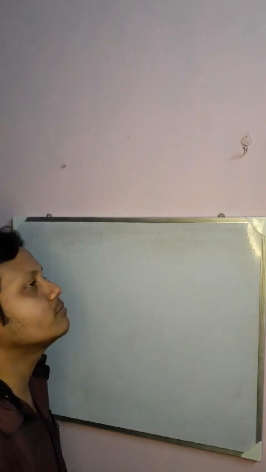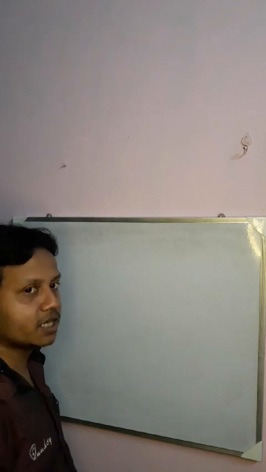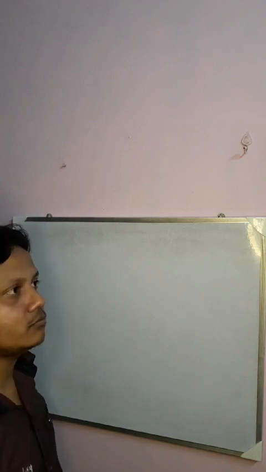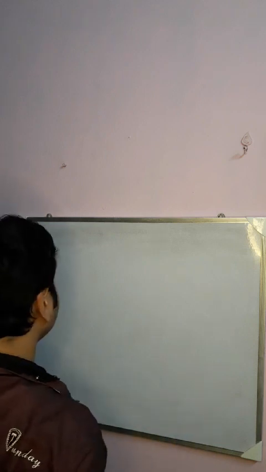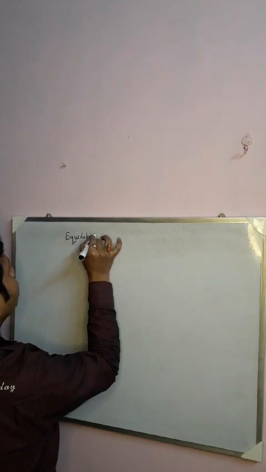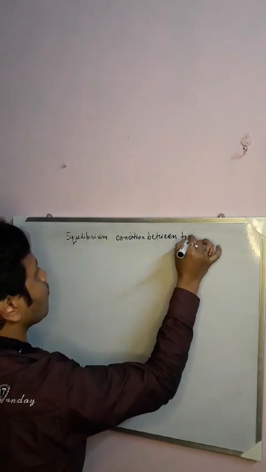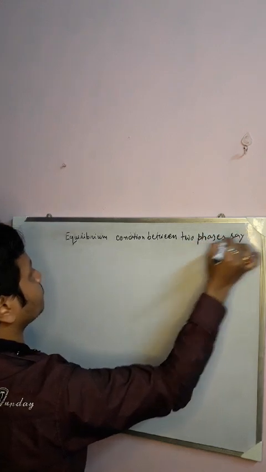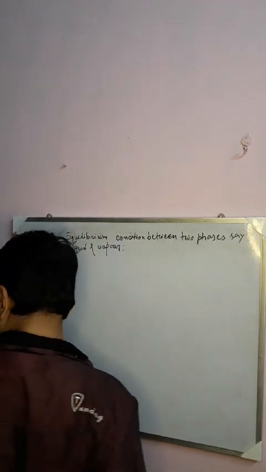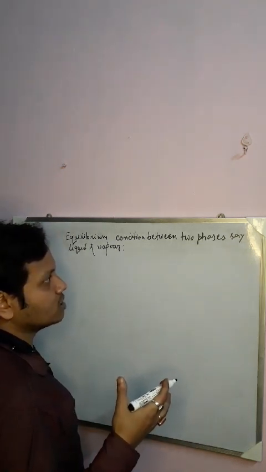Now, yesterday I discussed second order phase transition, and I also told about the Ehrenfest equation for second order phase transition. Now in this video I am going to discuss a new topic, that is the equilibrium condition between two phases, say liquid and vapor. Okay. Now, in order to establish the equilibrium condition, we consider a unit mass of mixture.